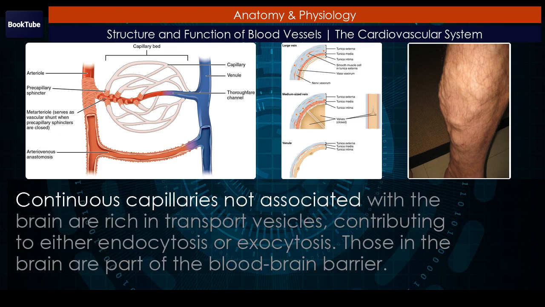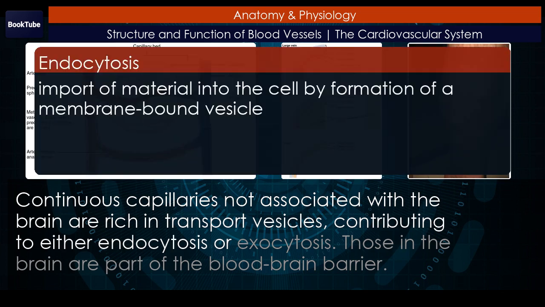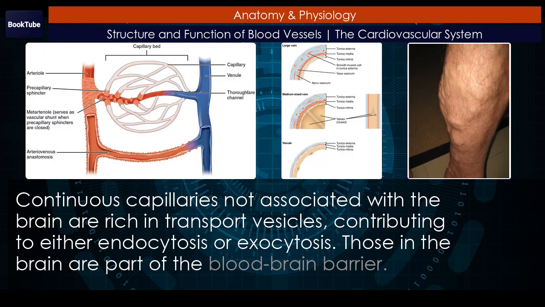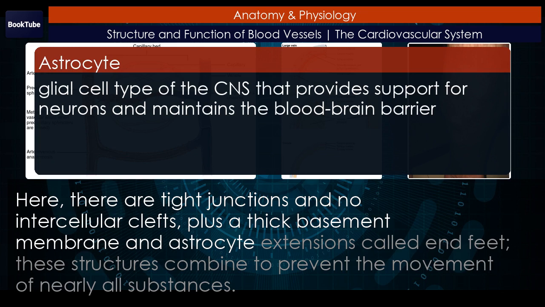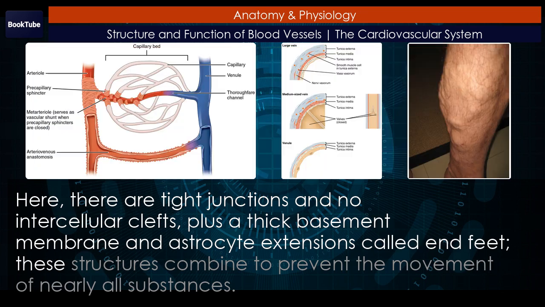Continuous capillaries not associated with the brain are rich in transport vesicles, contributing to either endocytosis or exocytosis. Those in the brain are part of the blood-brain barrier. Here, there are tight junctions and no intercellular clefts, plus a thick basement membrane and astrocyte extensions called end feet. These structures combine to prevent the movement of nearly all substances.